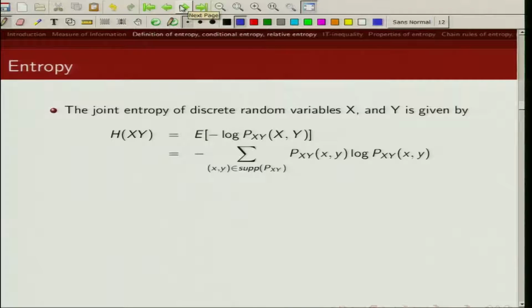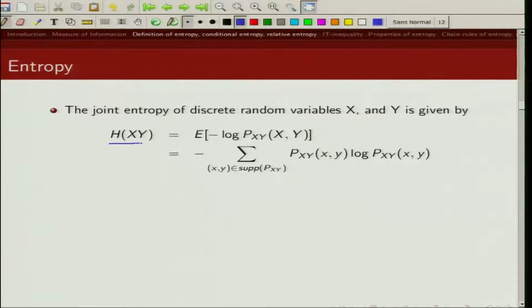Now similarly we can define the joint entropy of discrete random variables X and Y. The joint entropy of discrete random variables X and Y is defined as the expectation of minus log of the joint probability distribution of X and Y. So this can be written as minus the summation over the support set of the joint distribution p(x,y) of p(x,y) log p(x,y).